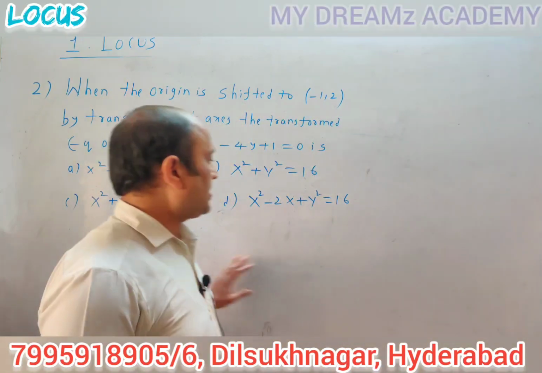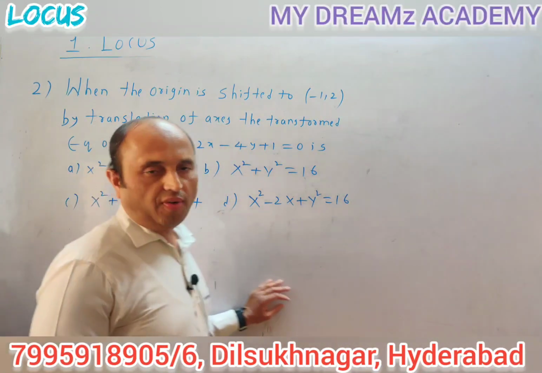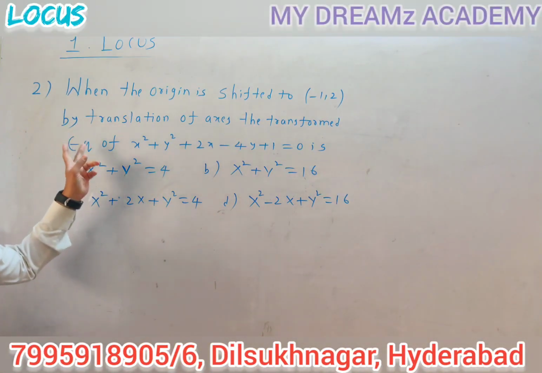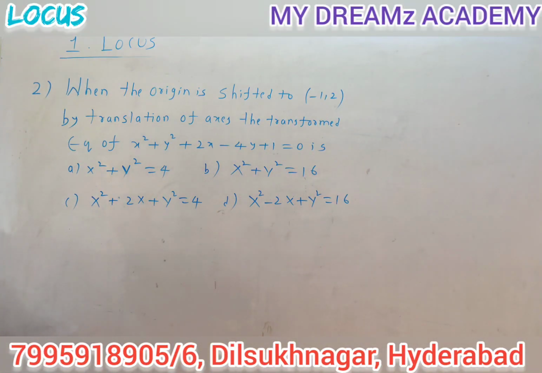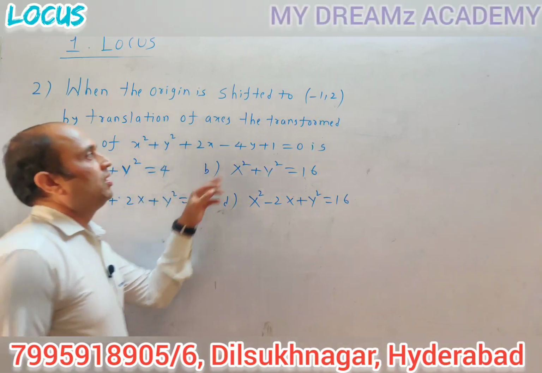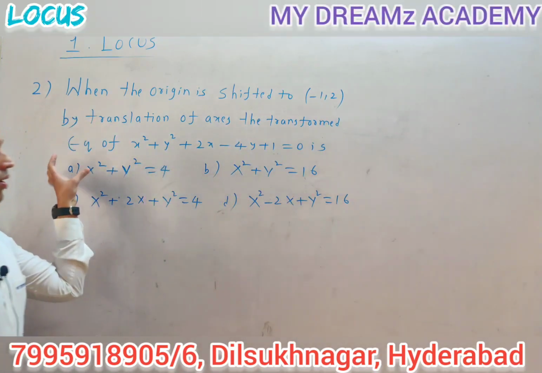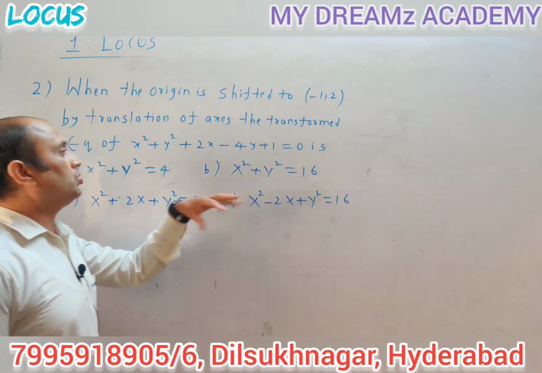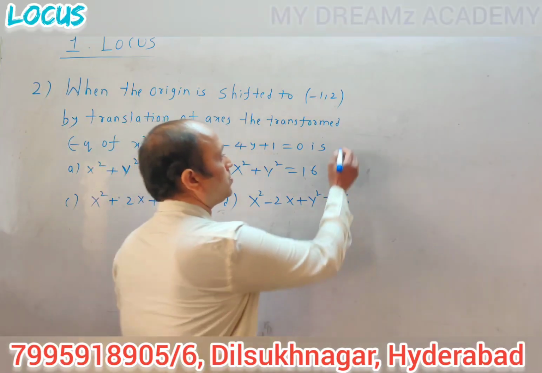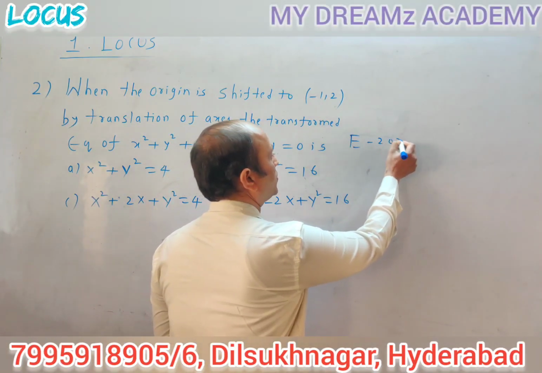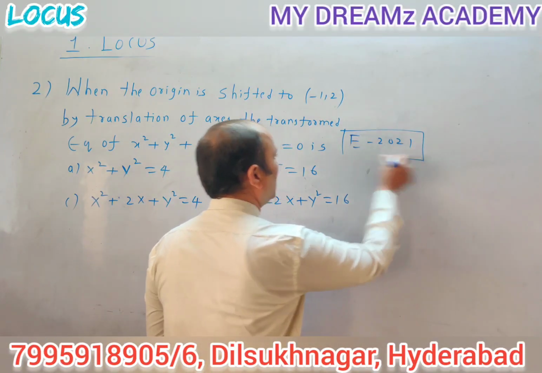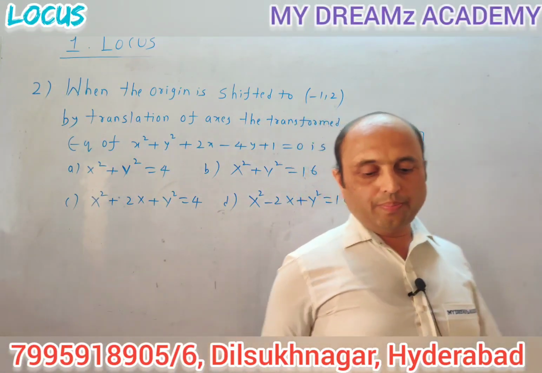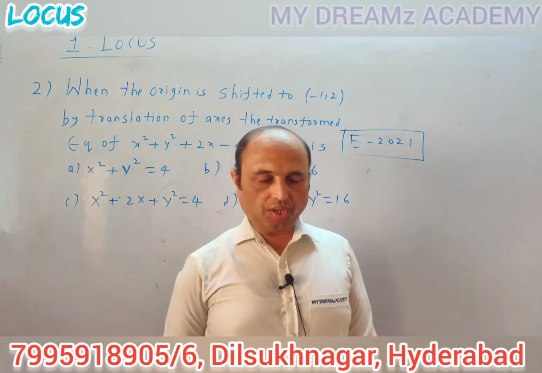Next, the second question, from change of axis. When the origin is shifted to (-1, 2) by translation of axis, the transformed equation of x square plus y square plus 2x minus 4y plus 1 equal to 0 is... This one is also from EAMCET 2021, a recent question. These are very simple, very easy questions, completely based on the formulas only.